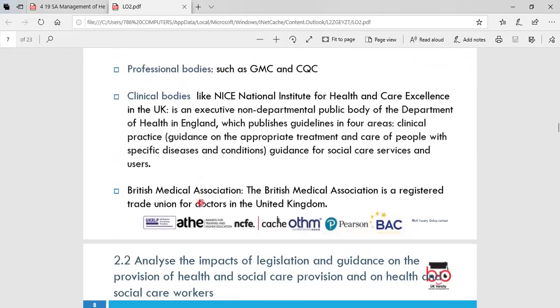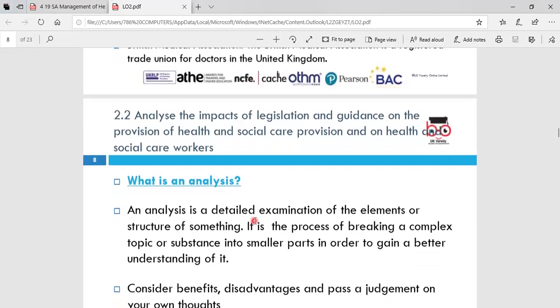Then you have the British Medical Association. It's a registered trade union for doctors in the United Kingdom. They also give regulations and guidelines.